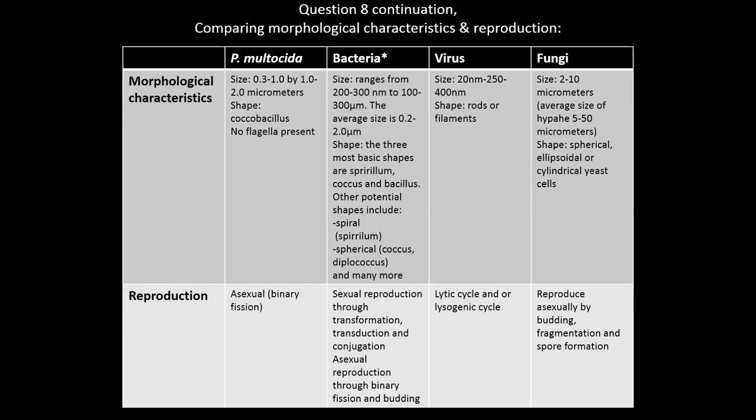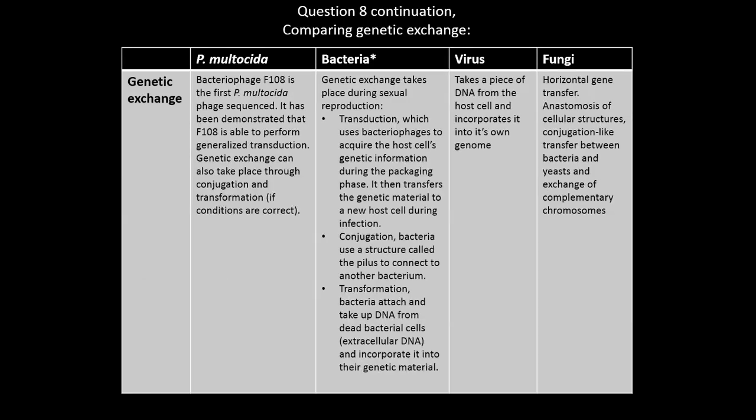Viruses are a lot smaller than our bacteria, ranging from 20 to 400 nanometers. And fungi are usually bigger, ranging from 2 to 10 micrometers. For reproduction, P. multocida reproduces asexually through binary fusion, but other bacteria can use other methods like budding as well as sexual reproduction methods. Viruses use lytic cycles and/or lysogenic cycles, while fungi reproduce asexually by budding, fragmentation, and spore formation, as well as a few sexual methods.